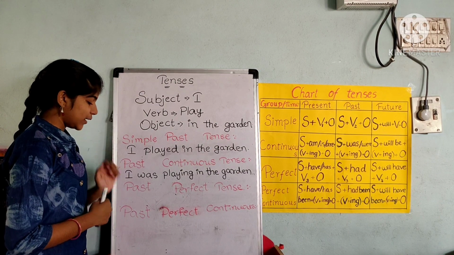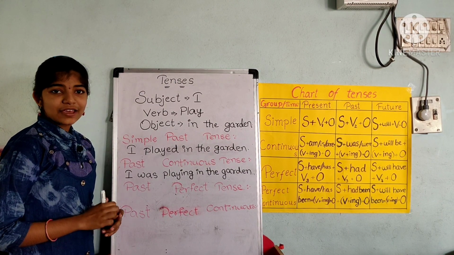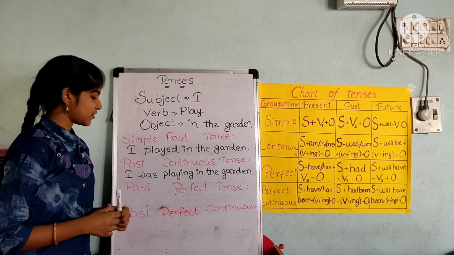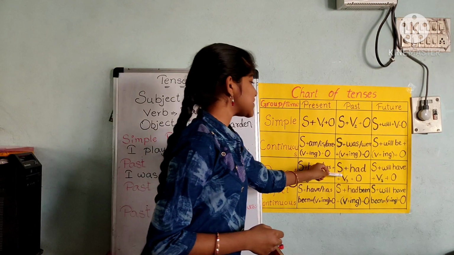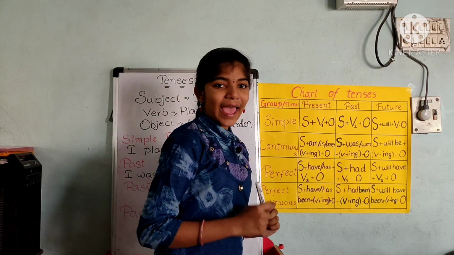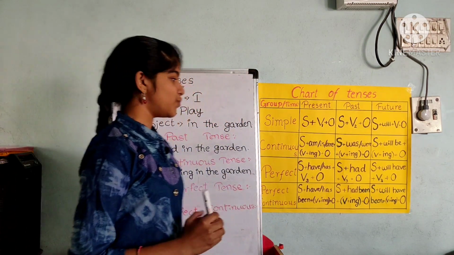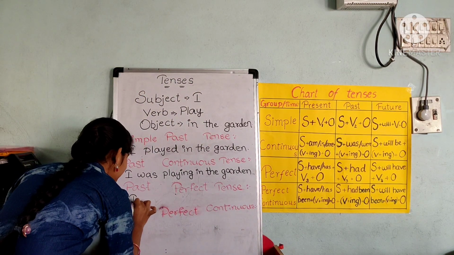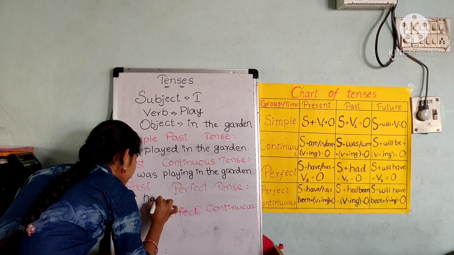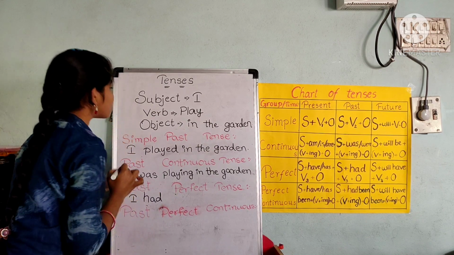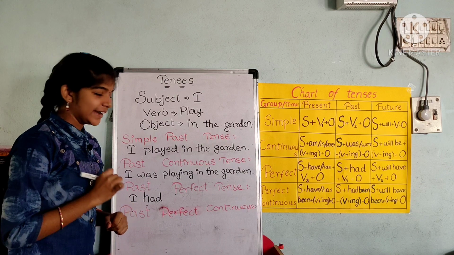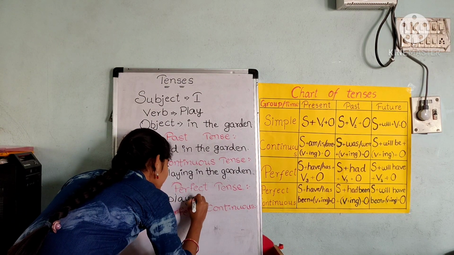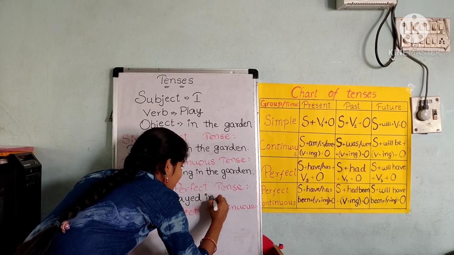The third one, past perfect tense, which means an action that happened before another action. And formula for this is subject plus had plus third verb form plus object. Let's write the sentence. Subject is I and had, and third verb form for verb play is played. And object is in the garden.